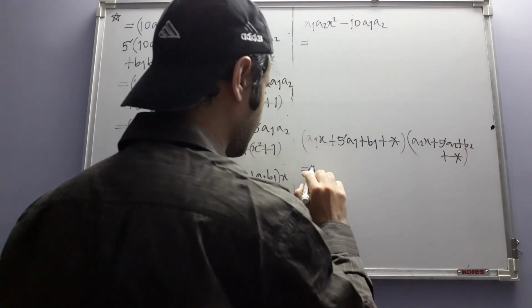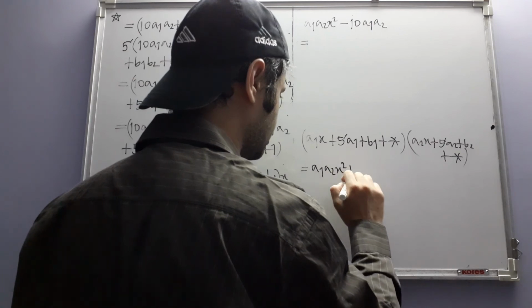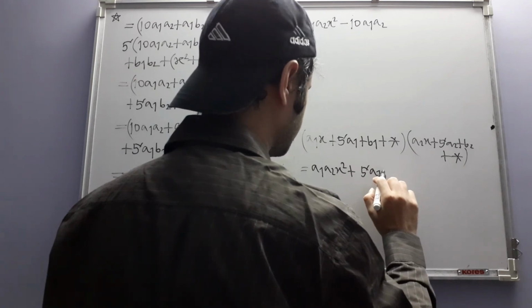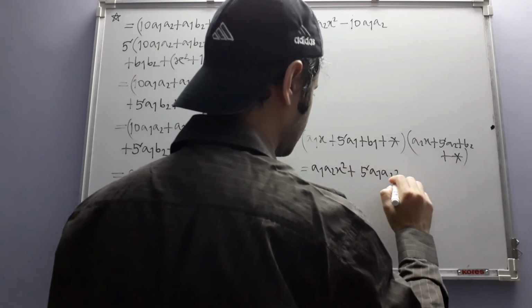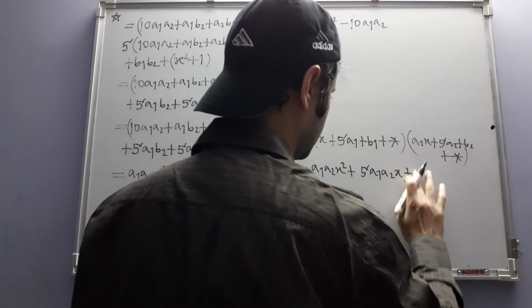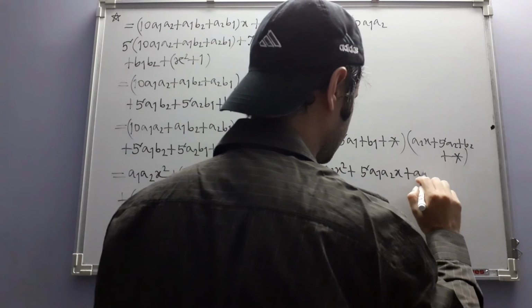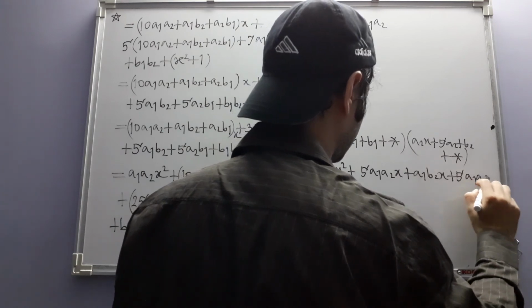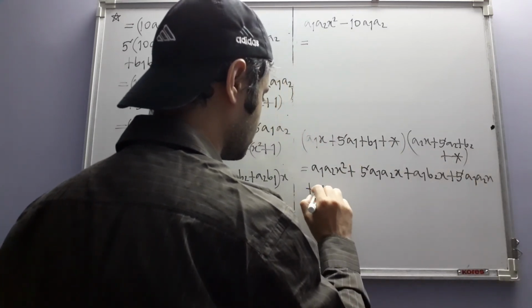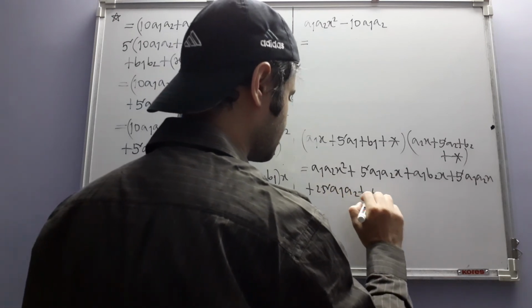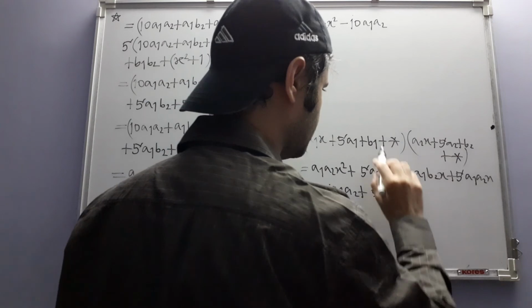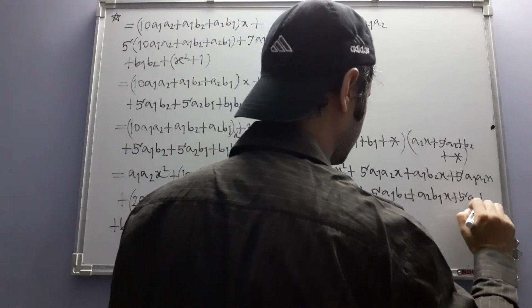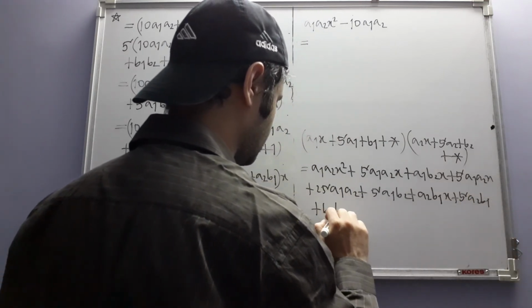Okay, so if I perform the calculation, I will have a1 a2 x square plus 5 a1 a2 x, plus a1 b2 x, plus 5 a1 a2 x plus 25 a1 a2 plus 5 a1 b2 plus a2 b1 x plus 5 a2 b1 plus b1 b2.